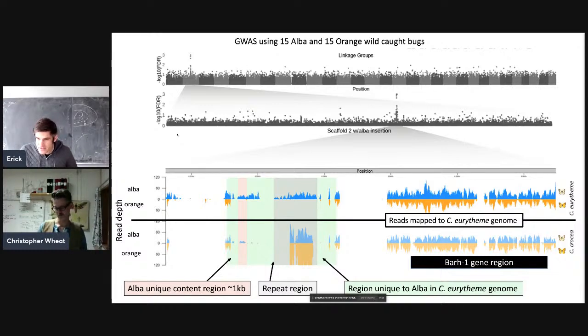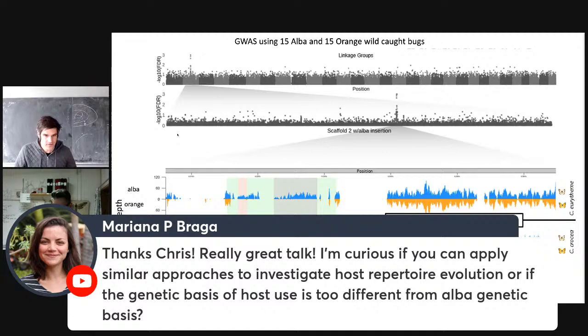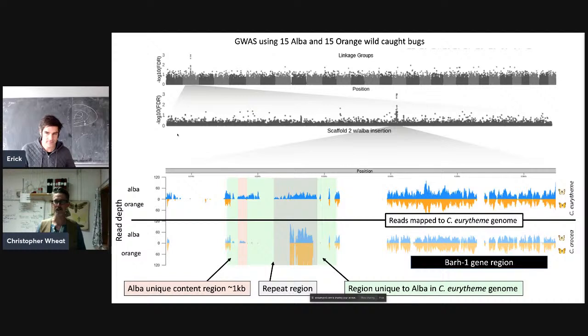Mariana has a question. She says, I'm curious if you can apply similar approaches to investigate host repertoire evolution, or if the genetic basis of host use is too different from the genetic basis of the trait you studied. Collie's really been getting into this, and I don't want to steal his thunder, but I think we definitely can use a very similar approach to studying a range of phenotypes. And we're actually in the process of doing that, and hopefully something will come out.